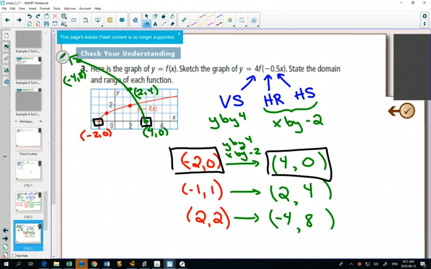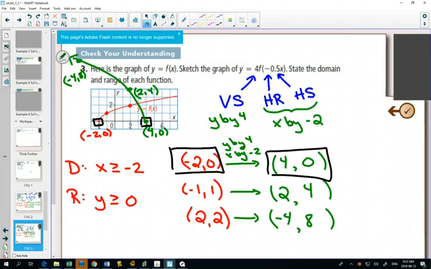State the domain and range of each. I'll go back to set notation for this one. Domain of the first one, x is bigger than or equal to -2. The range, y is bigger than or equal to 0.